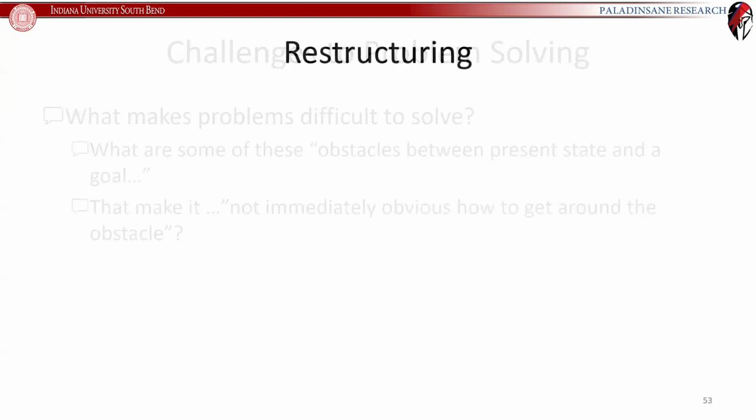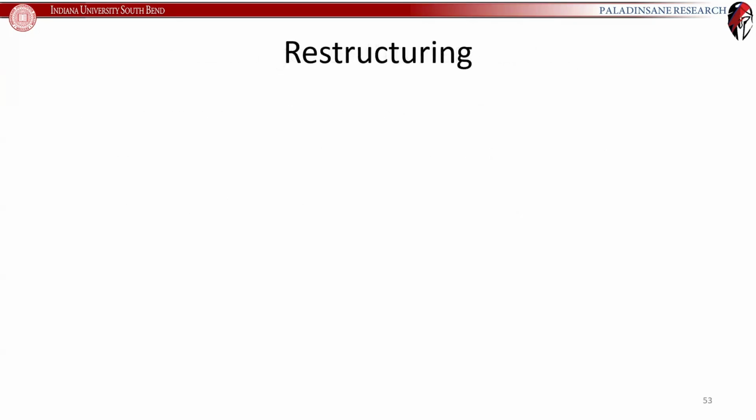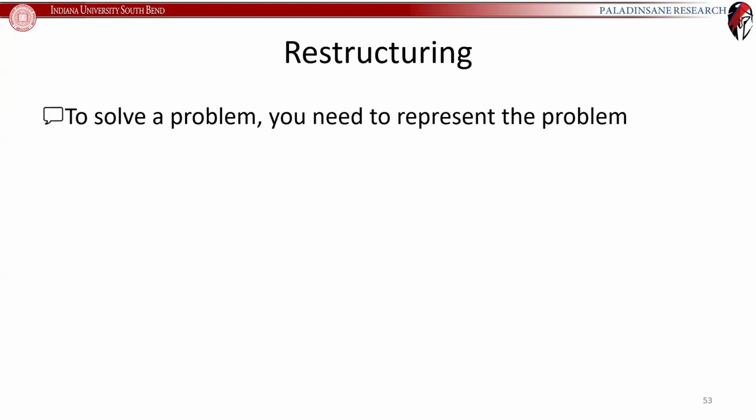And the first one is one that we've encountered before, and it's the idea of restructuring. So one of the basic ideas of how we solve a problem, how we remove that obstacle, is that in order to solve it, you need to represent a problem. We talked about representation over and over again in this course. In order to solve a problem, in order to think about a problem, you need to represent it somehow. That's just a basic tenet of how cognition works.